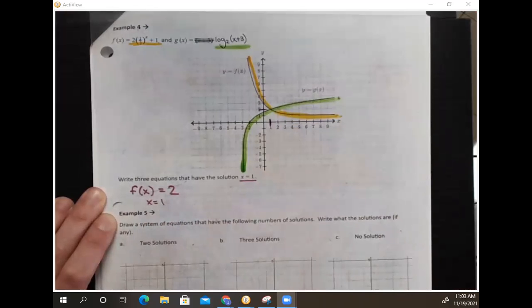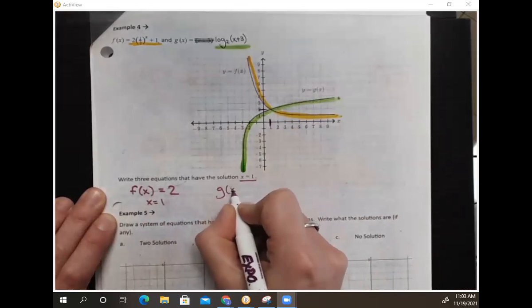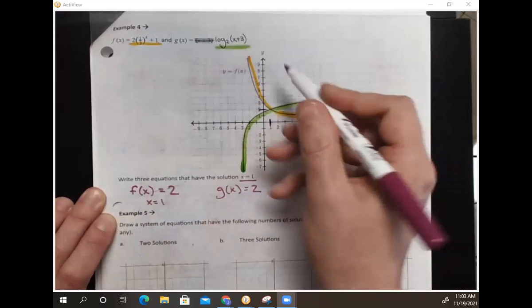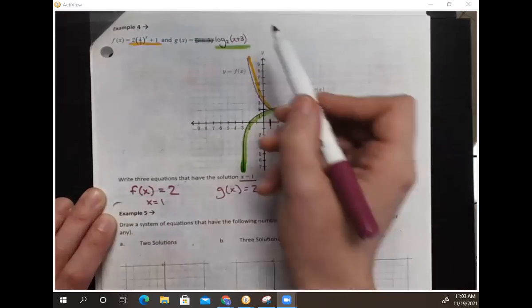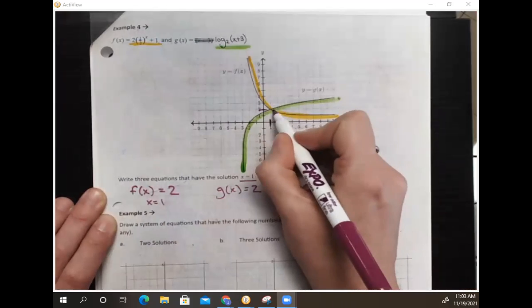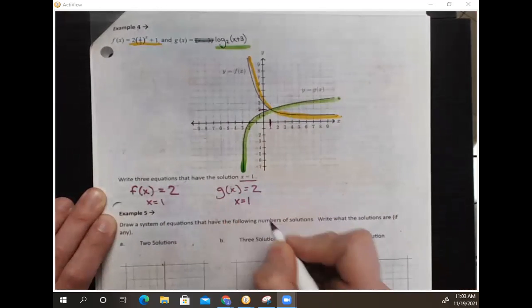That also works for that green graph too, doesn't it? So for g of x, this is also true. When g of x is equal to 2. So if I gave you this equals 2, you would graph this, and then you would look at when is it equal to 2? What's the x value there? Well, the x value is 1. That solution is 1 again.